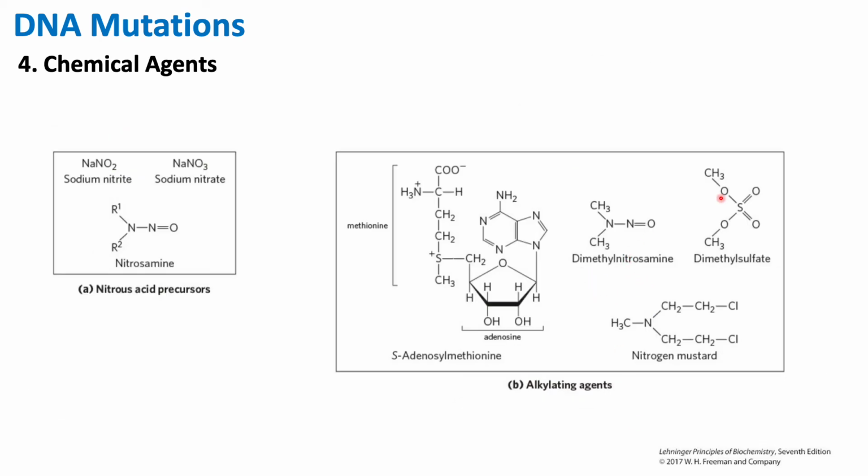So the third is chemical agents. So obviously some chemicals are going to be harmful to our DNA. This type of mutation is pretty straightforward. So we have these two kinds of compounds where we can classify them as nitrous acid precursors. So any nitrous acid precursors, they are going to cause chemical damage to our DNA. And then we have the alkylating agents, which are also going to cause chemical damage to our DNA. This is super straightforward. These two types of classified compounds will cause chemical damage.